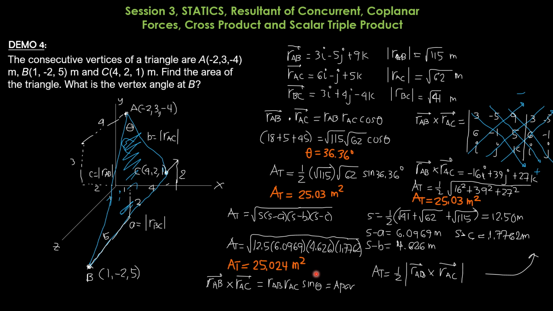Then the third solution is by the cross product. Remember, if we cross AB with AC, the result is magnitude of RAB, magnitude of RAC times sine theta, and we interpret this from the preceding principle on cross product that it is the area of the parallelogram. Since the area of the triangle is only half of the area of the parallelogram, then the area of triangle is 1/2 of this result, 1/2 the magnitude of the vector RAB cross RAC.